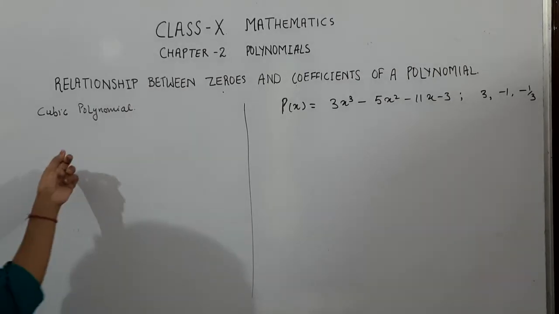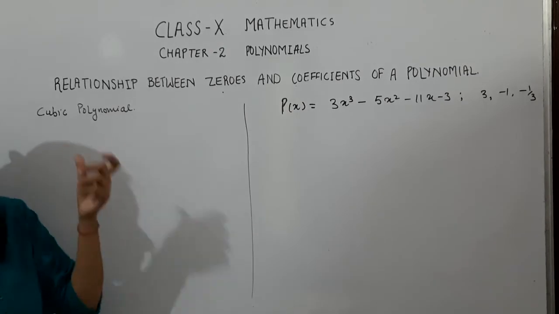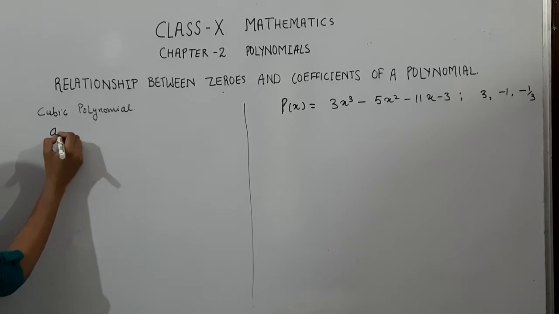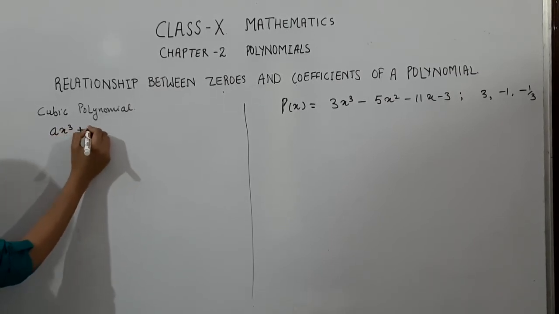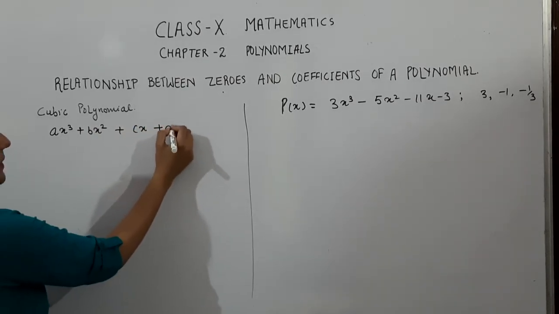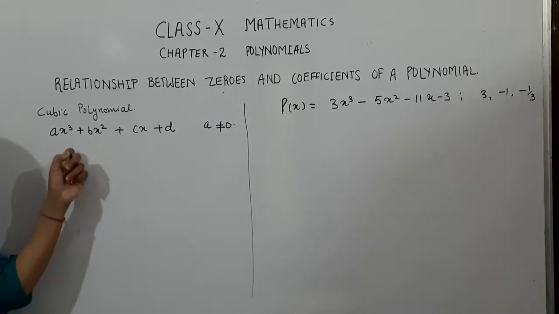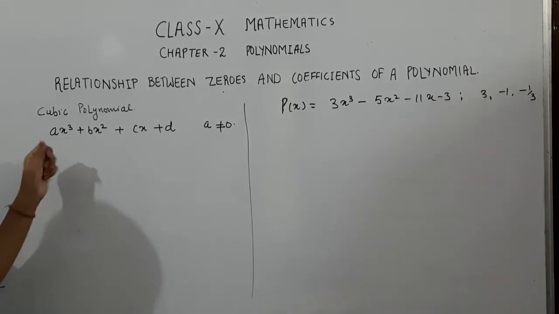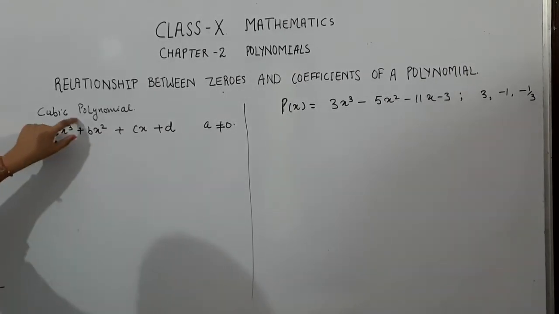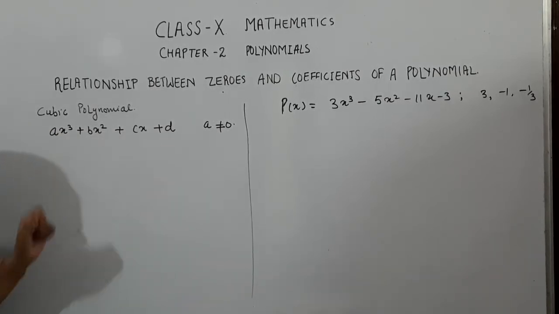Now let's discuss the relationship between the zeros and the coefficients of a cubic polynomial. The standard form of a cubic polynomial is ax cube plus bx square plus cx plus d. Again, a should not be equal to 0, need not say, because if a is 0, this term will be 0 and we will be left with a quadratic, not a cubic.